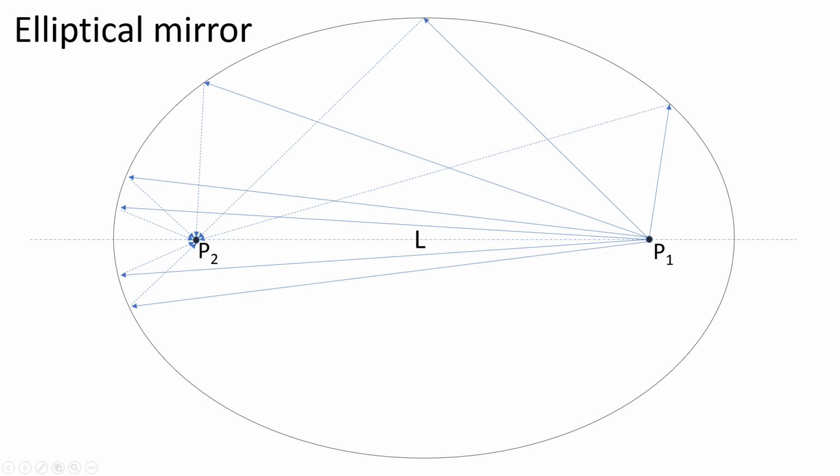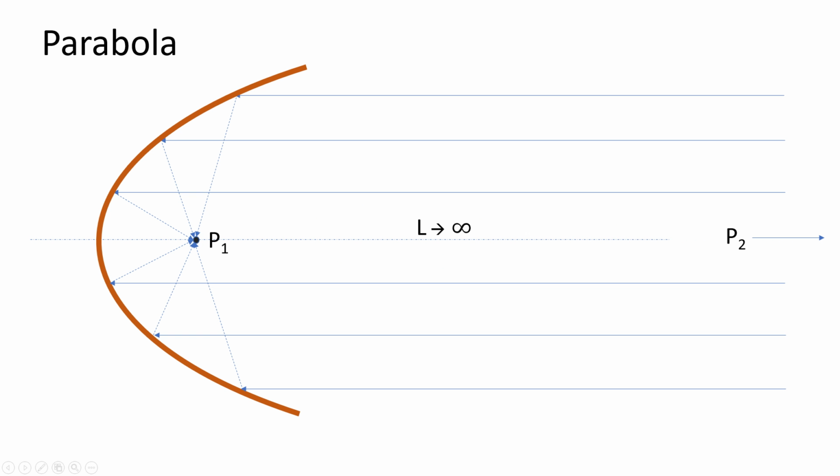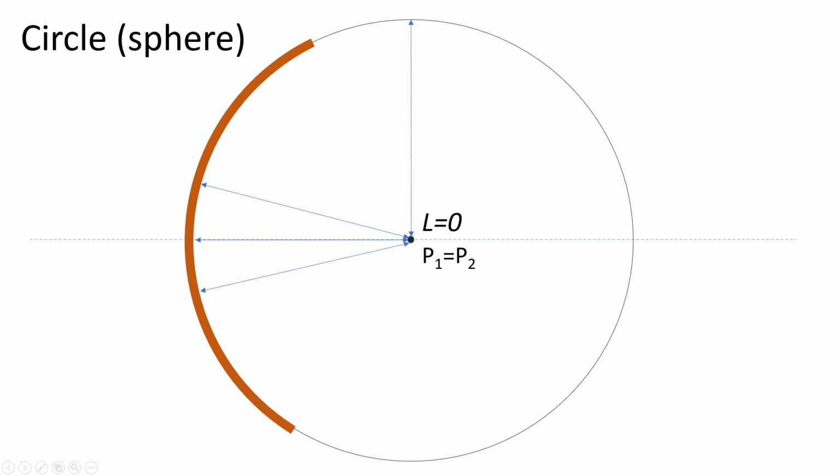So the basic shape of a mirror for focusing the light from a finite distance is an ellipse. However, if the distance between the 2 points becomes larger or even infinite, as is the case in the telescope mirror, the elliptical shape transforms to a parabola. And if the distance is very small, let's say 0, the elliptical shape reduces to a sphere, where point 1 and point 2 are actually the very same point.